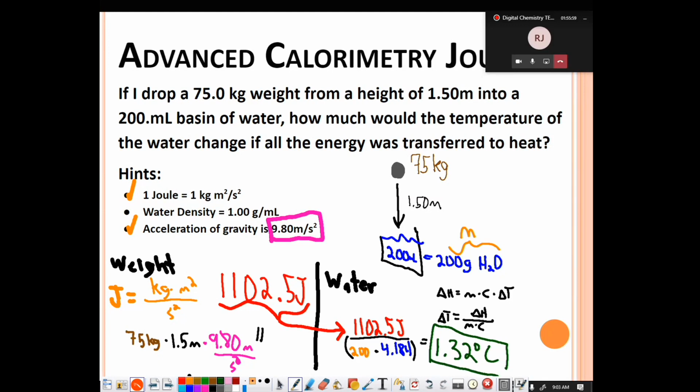So there you go. That is our advanced calorimetry, how the energy from the weight goes into the water. So we calculate out the energy from the weight. We use that for the energy of the water. And then we do our delta H equals MCΔT to determine our temperature change. Just like that.